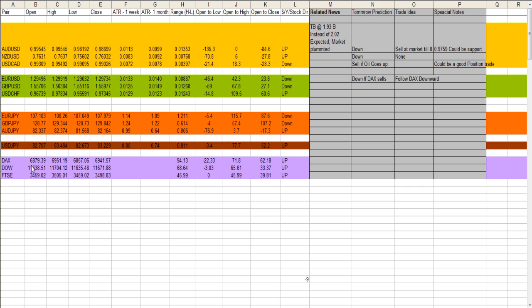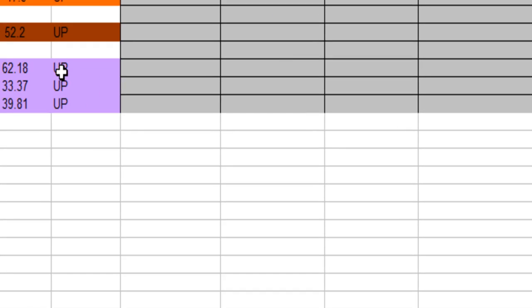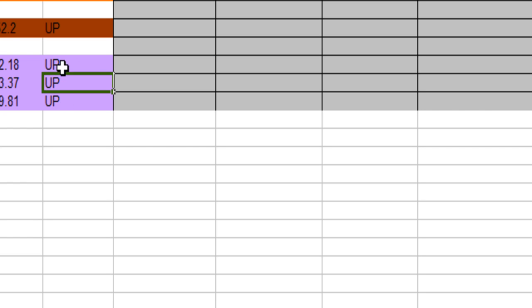In today's market, we had no particular trade, so we were just watching it, but we noticed that all three indexes which we follow, that's the DAX, the Dow, and the FTSE, were up. All three of the indexes were up, which would mean that the US dollar as well as the Japanese yen should be down because that's risk appetite. So let's see whether that was the case.